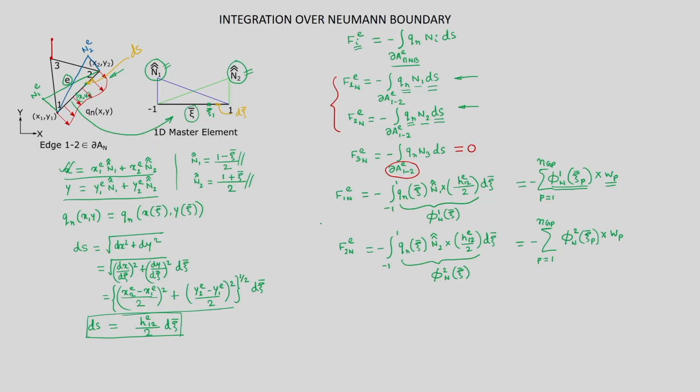So that is how we can calculate the Neumann boundary contribution in a given element, along those sides which coincide with the Neumann boundary. We can calculate it numerically, and F3n is anyway 0. But remember that for each of the elements we have to keep a note regarding the boundaries which are shared or coinciding with the Neumann boundary, and the value of the Neumann boundary, which in this case is the function qn of x, y. That we have to remember. So now let us move ahead.